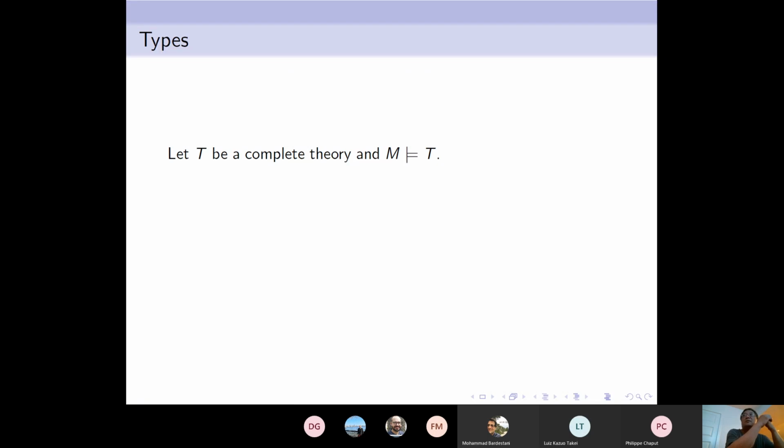If T is a complete theory, and M is a model of this complete theory. Because T is a complete theory, any two models of the theory will be elementarily equivalent. That means they will satisfy the same formulas. So it doesn't matter which model we choose, because they are elementarily equivalent. And we pick up a subset A of M.